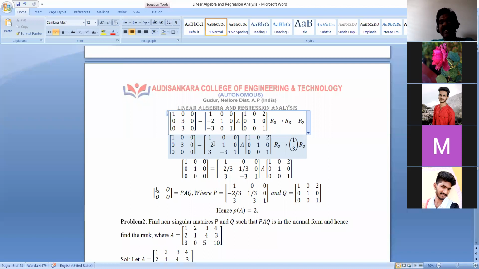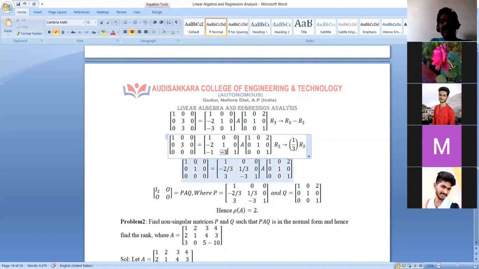The second row is also the same, minus 2, 1, 0. And then in place of R3, R3 minus R2, that means minus 3 plus 2. Minus 3 plus 2 is minus 1. Next, 0 minus 1, that is minus 1 itself. Next, 0, 1 minus 0, that is 0, 1. A into [1, 0, 2; 0, 1, 0; 0, 0, 1].